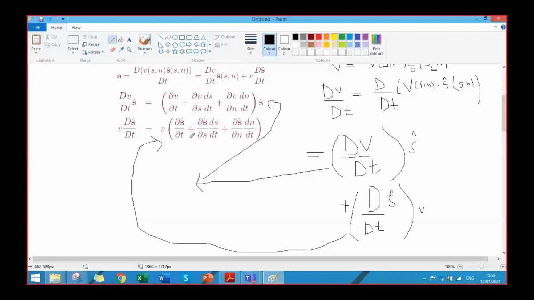And then again, when you apply the total derivative on the s direction, the s direction will vary with respect to time, and with respect to itself. We know that these two terms will cancel out, right? So we can apply the following simplifications.